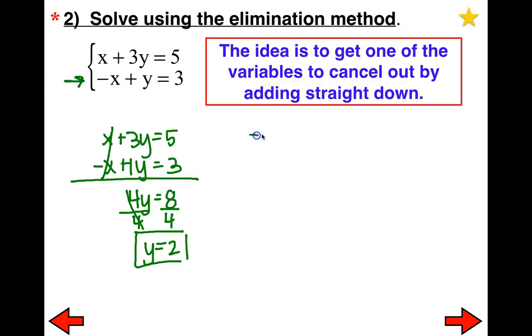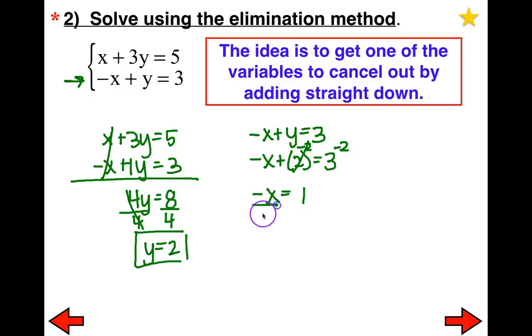So I'm going to do negative x plus y equals 3. So here we have a negative x plus a 2 equals 3. Simply subtract 2 from both sides. Negative x equals 1, but you're going to have to divide off that negative 1. And we're left with x equals negative 1.